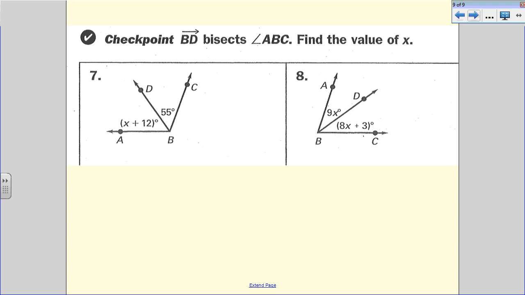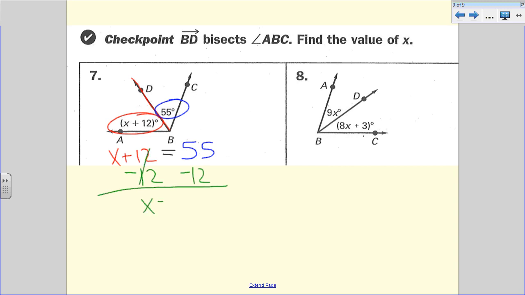And there are checkpoints, guys. As soon as I know BD is a bisector, and hopefully you're pausing, I'm taking my 2 angles, so in this case x plus 2, and I'm setting it equal to my other angle, which in this case is 55. I'm going to undo the algebra, so undo adding 12 by subtracting 12, and I get x is equal to 43. There's no degrees, it's just 43.